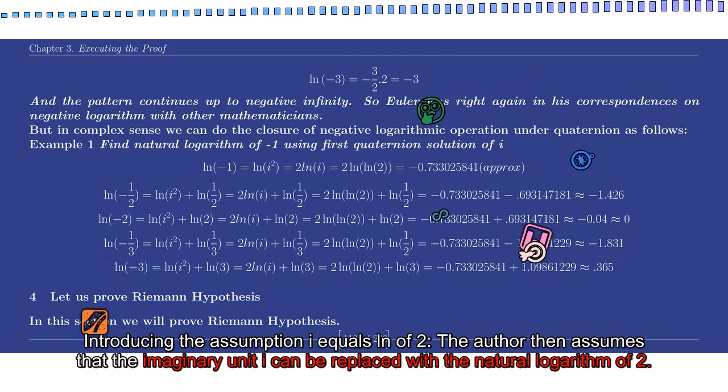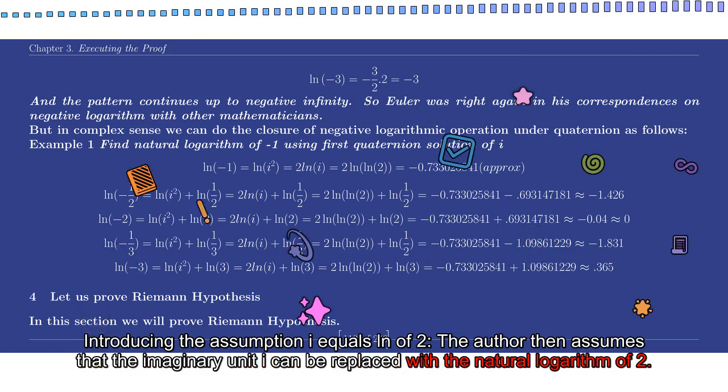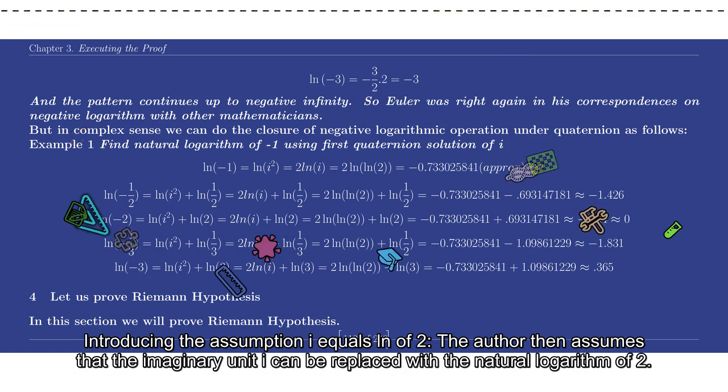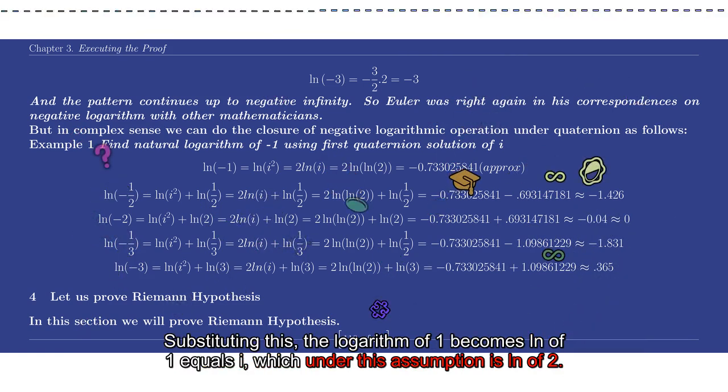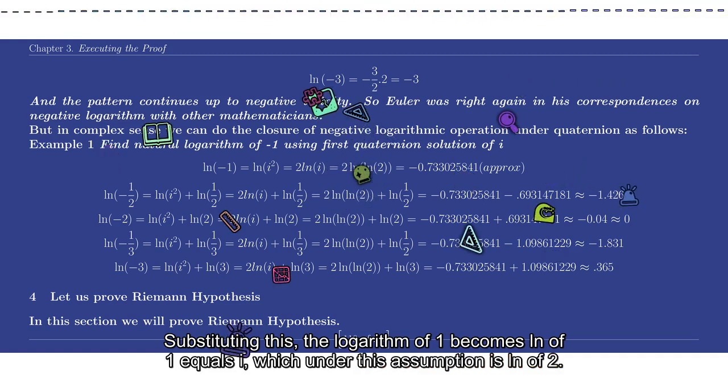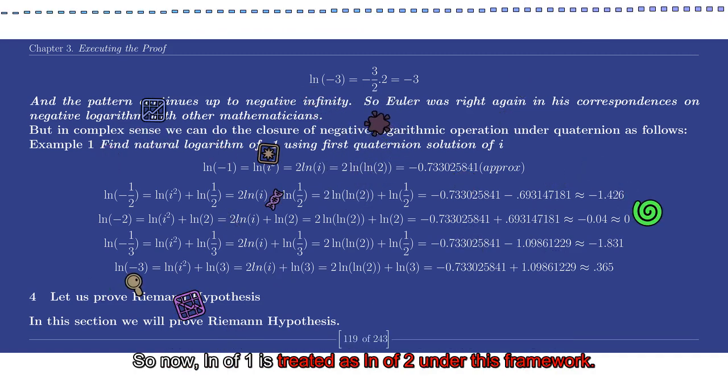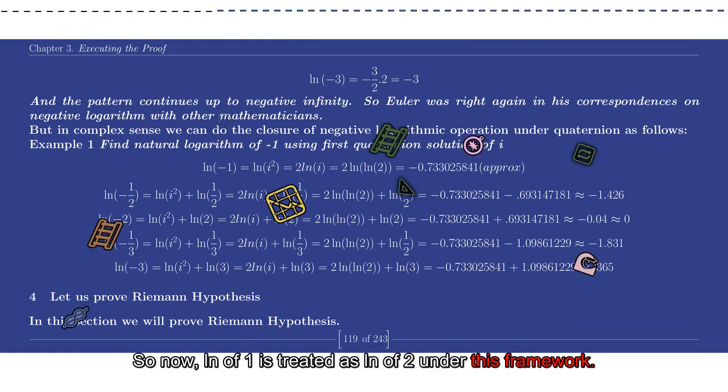Introducing the assumption i equals ln of 2. The author then assumes that the imaginary unit i can be replaced with the natural logarithm of 2. Substituting this, the logarithm of 1 becomes ln of 1 equals i, which under this assumption is ln of 2. So now, ln of 1 is treated as ln of 2 under this framework.